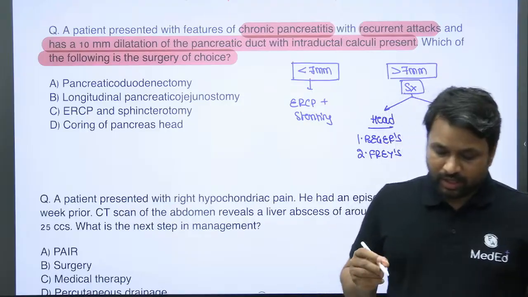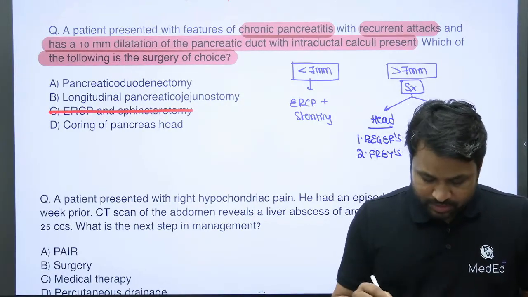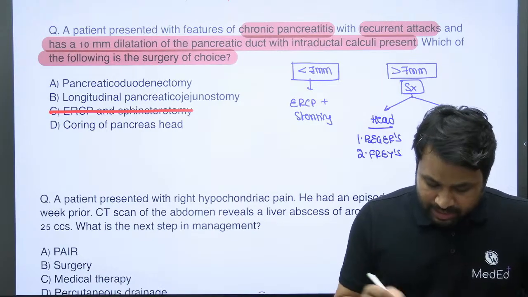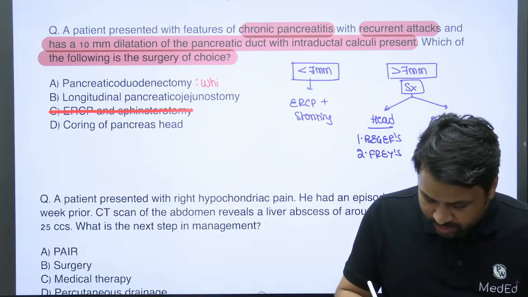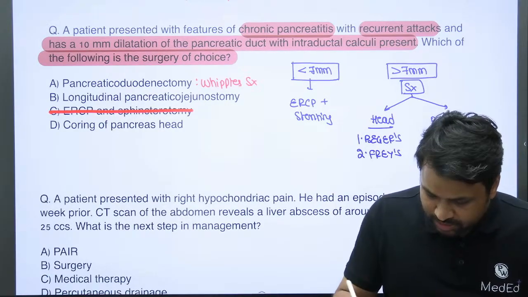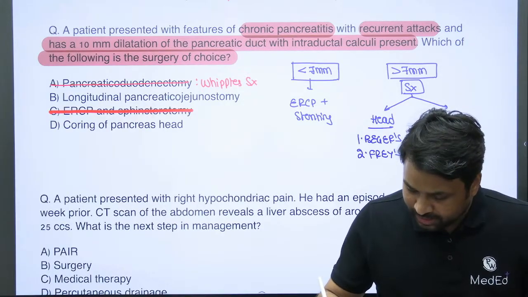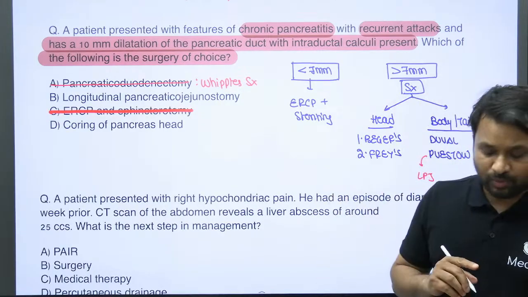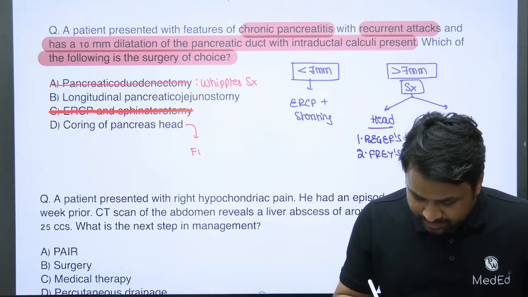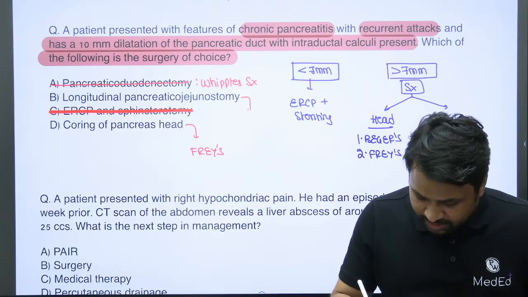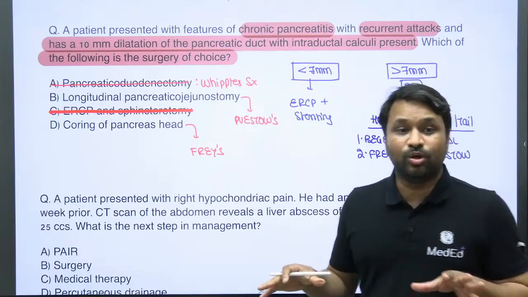Okay. A 10 millimeter stone is there, the duct is dilated. So you will not do an ERCP and sphincterotomy. Now, pancreatoduodenectomy is Whipple's procedure. So why would I do Whipple's? There is no role of Whipple surgery. So this is also gone. Now, longitudinal pancreaticojejunostomy, Puestow, is what we call LPJ. That can be one option that you have. Coring of the pancreatic head is what we call Frey's surgery. So you have Frey's here and then you have Puestow here. So there are two surgeries which you can actually do for chronic pancreatitis.